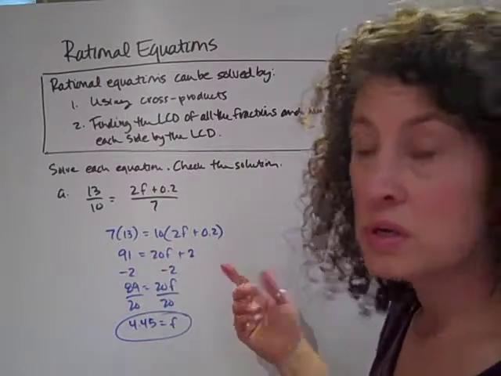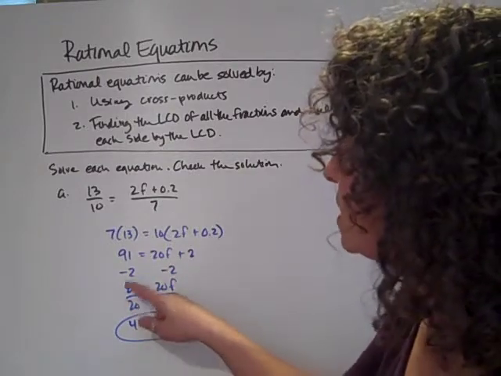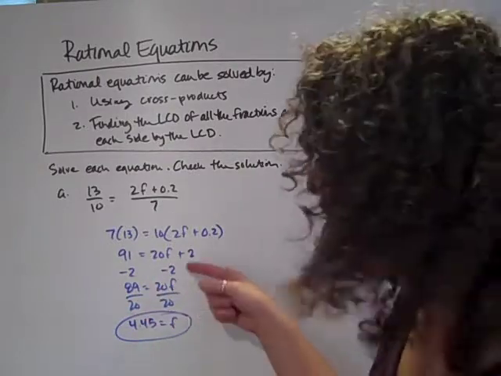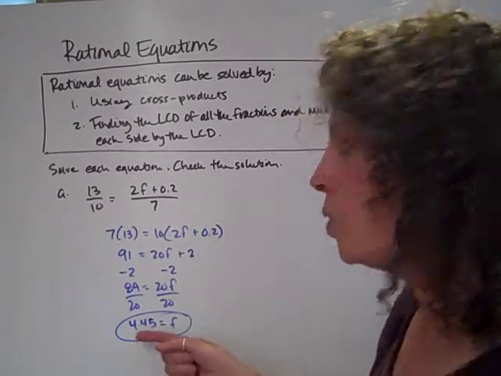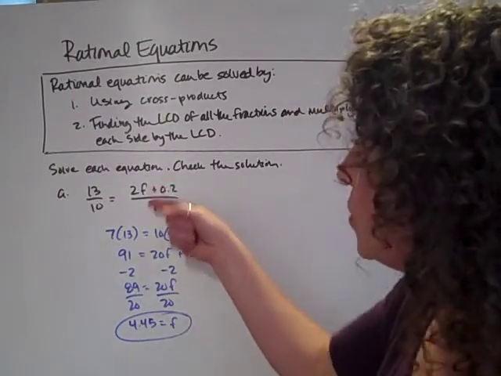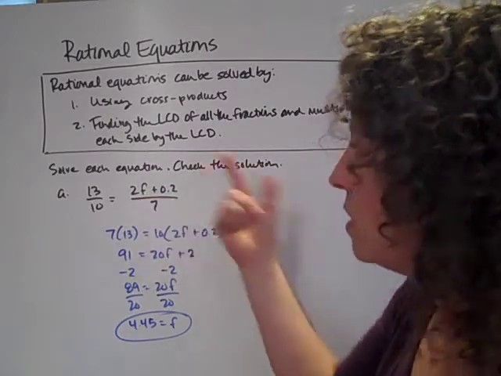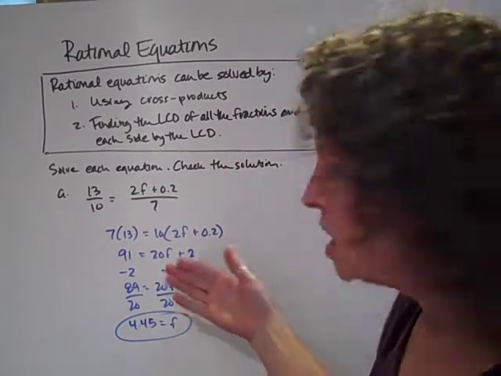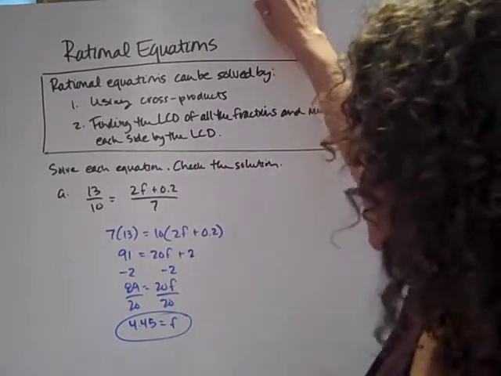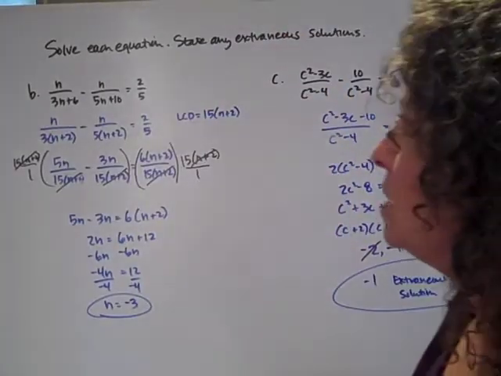From here, we're just going to solve. So we subtract 2 from each side. We get 89 equals 20f. Divided by 20, we get 4.45 equals f. So if I put this back in here, I'm going to end up with a fraction that is equivalent to my 13 over 10.